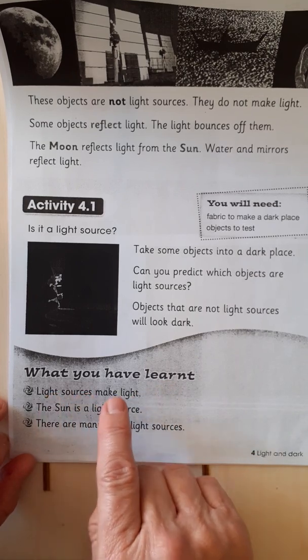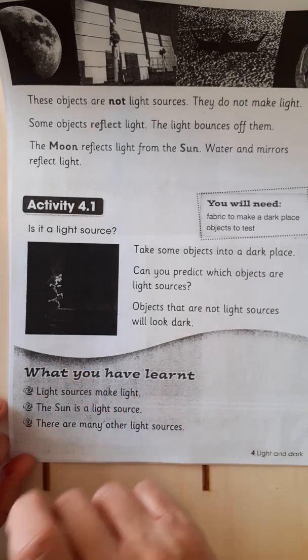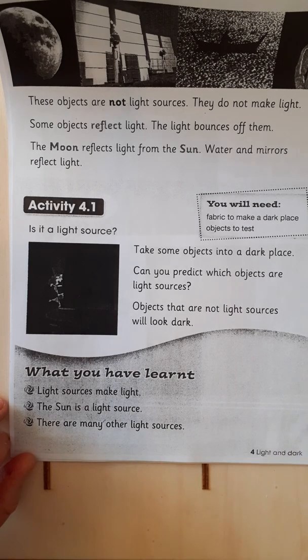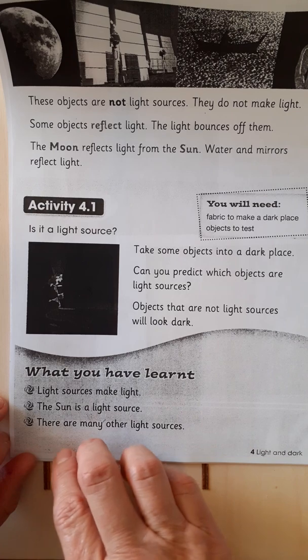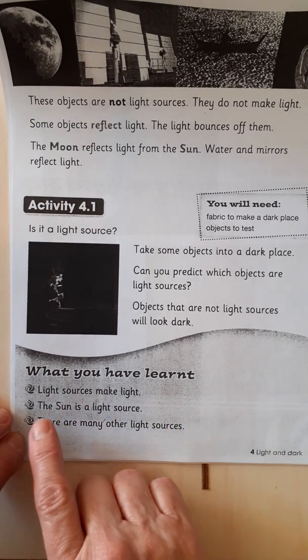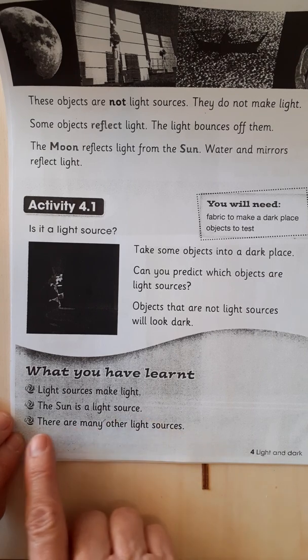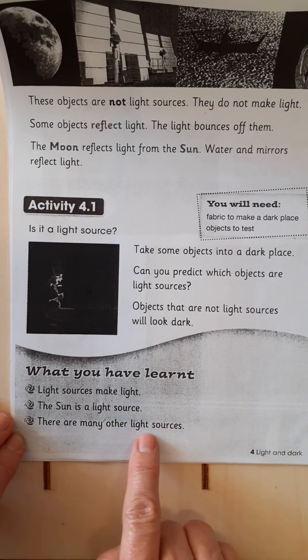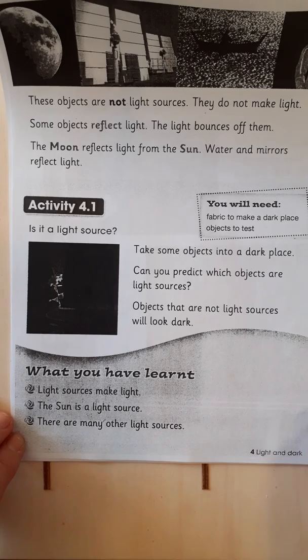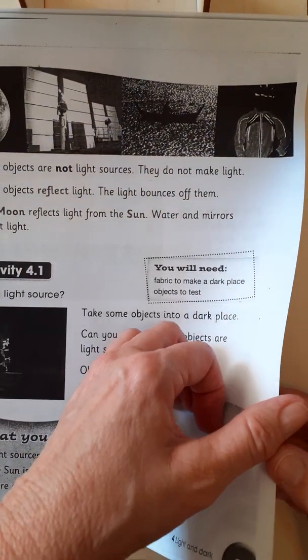Light sources make light, like your torch makes light, a car's lights in front, the headlights, they make light, and so on. A fire can make light. The sun is a light source. There are many other light sources. Okay, that was page 39. Let's go to the next page.